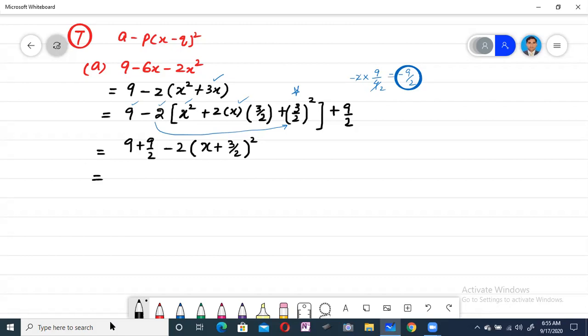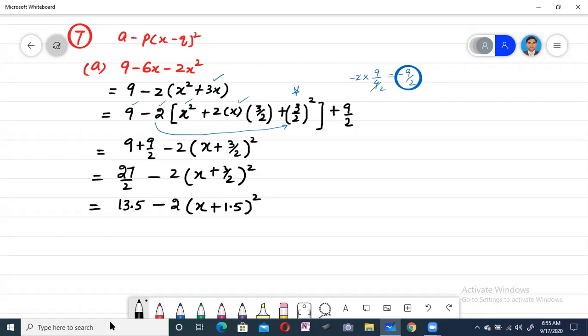Now we will add this 9 plus 9 by 2, taking LCM. 9 twos are 18, 18 plus 9 is 27, divided by 2, minus 2 into x plus 3 divided by 2 whole square. Then 27 by 2 is 13.5, minus 2 into x plus 3 by 2, which is 1.5, whole square. This is the form a minus p into x minus q whole square.